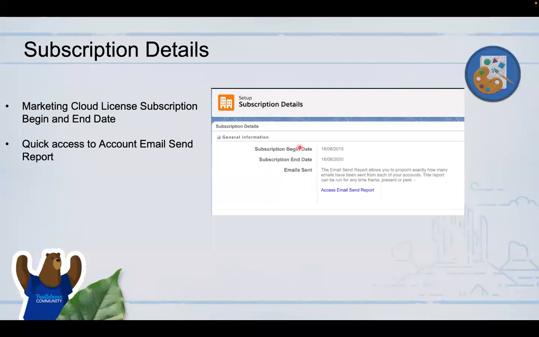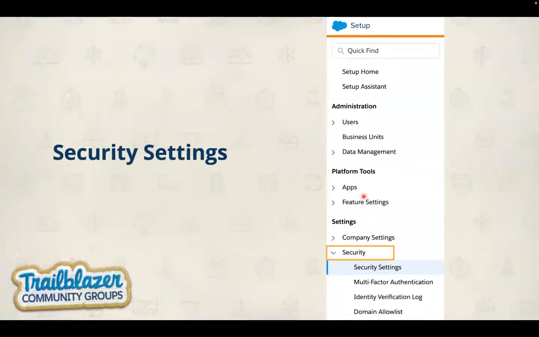Then going into subscription details, it will show when this Marketing Cloud instance started and when the contract is expiring. And there's a shortcut here to access one of the reports, the email send report. It will show exactly how many emails have been sent from your account. This is just a shortcut; in your reports, you will see this report as well. So those are the company settings. Then finally going into the security settings.